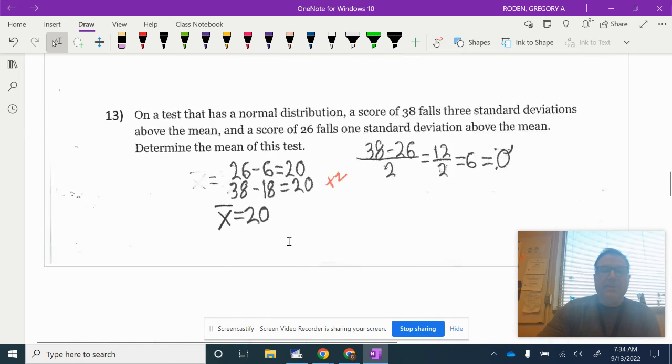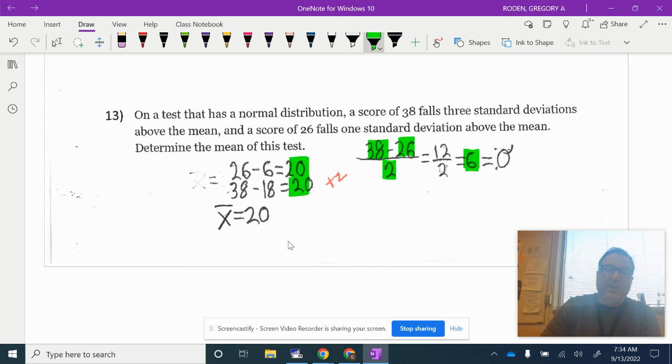And then this one was kind of an interesting one. I'll just let you see their data. They just took 26 minus 6, and we've done this on Delta Math. This came straight up off of a Delta Math problem. They took 38 minus 26 and divided by 2 because it was halfway through there, and they got a standard deviation. They got 6. So once they got 6, they found the average. So they just took 26 minus 6 is 20. 38 minus 18 is 20 also. So we just went from there. And that's how they got the mean of 20.